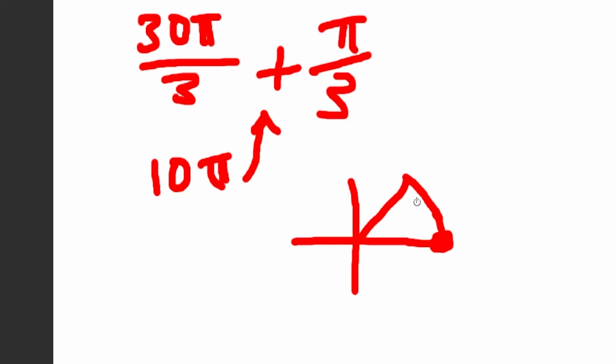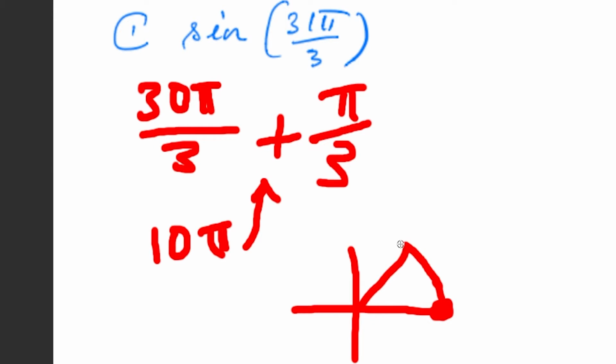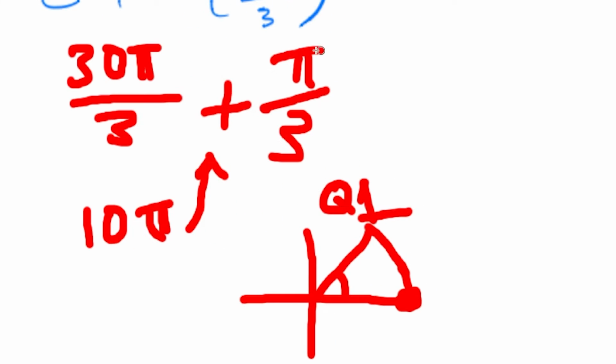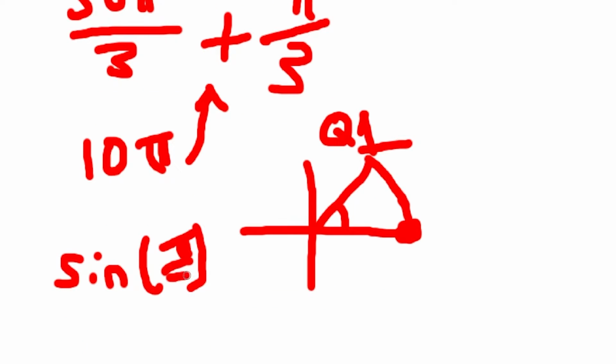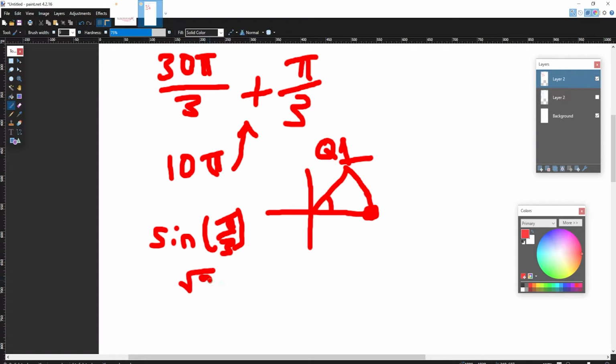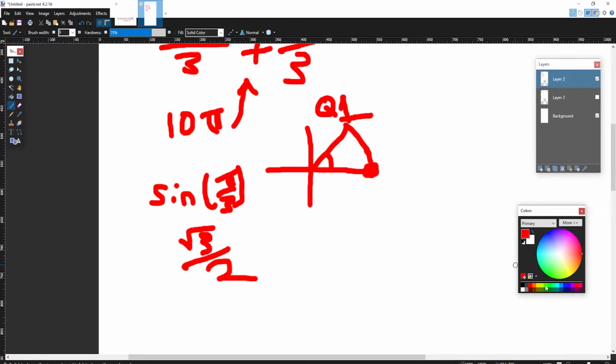So our reference number is pi by 3, and that's where we're at on the circle. We're in the first quadrant. That's step 1. Since we have the reference number now, we can just do sine of pi by 3. If you memorize the values I was talking about earlier, that is root 3 over 2, sorry, not root 3 over 3.